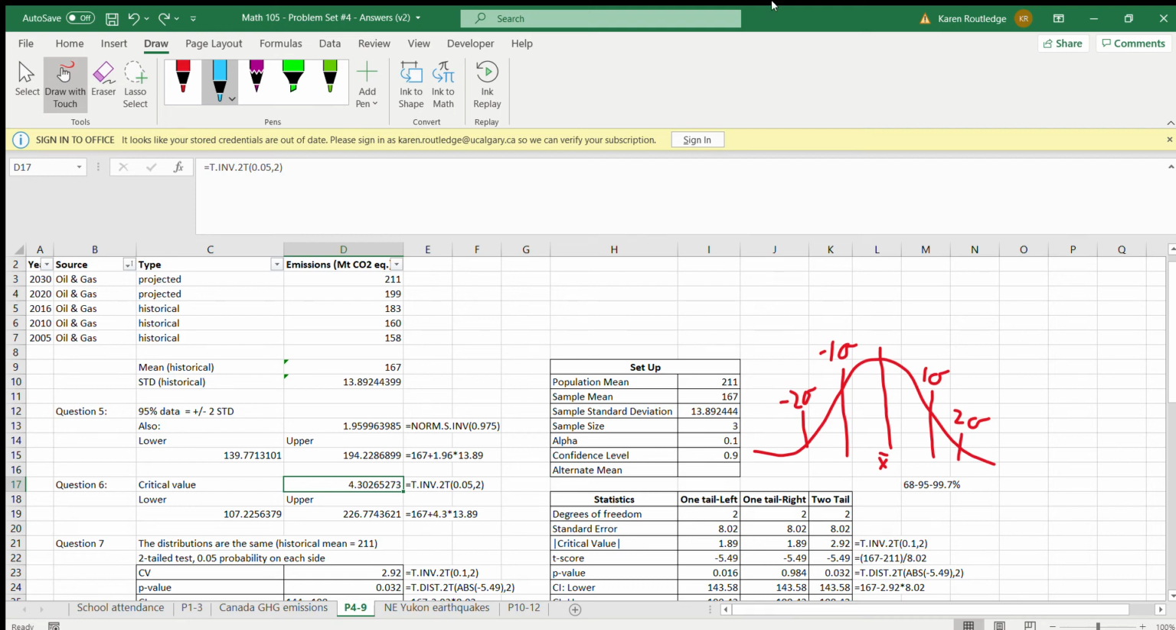Problem set number 4, question number 6. So kind of carrying on with the same theme of the question that we just did. Here we have perhaps a slightly better curve. This could be the normal distribution or the t-distribution. And the shapes are generally the same.